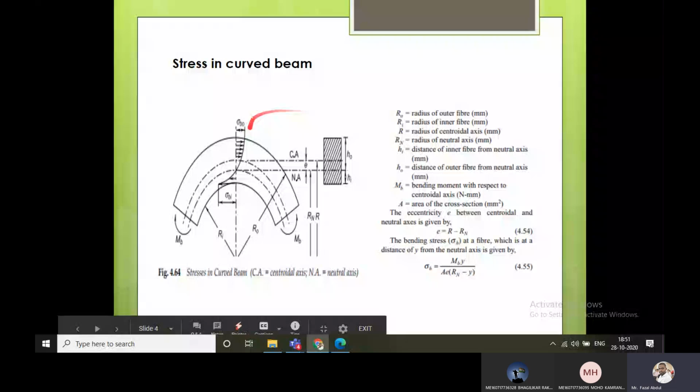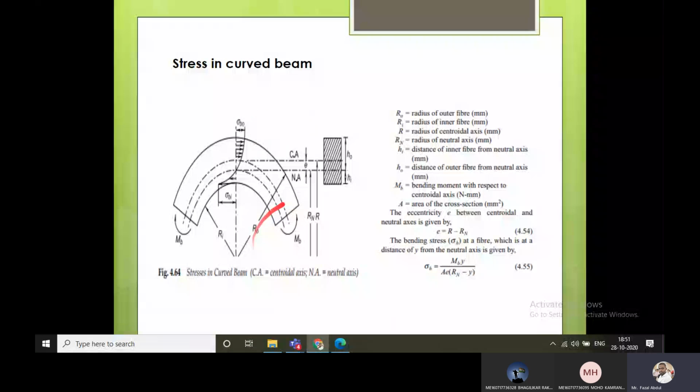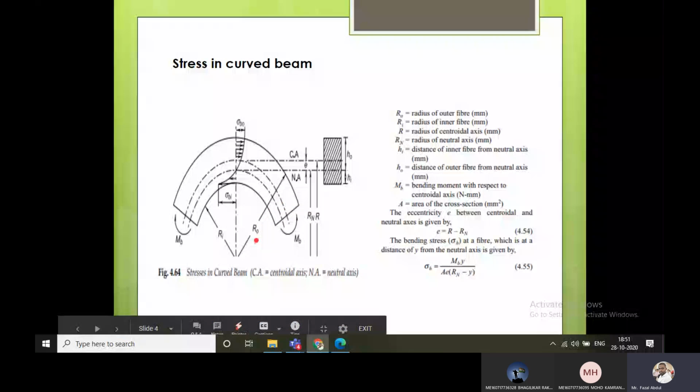R naught is the radius of the outer fiber in terms of mm. See in this diagram, where is R naught? This is R naught. It means from here to the outermost layer is referred to as R naught. Ri is nothing but the inner radius, the radius of the inner fiber in terms of mm, meaning from the center to this radius.